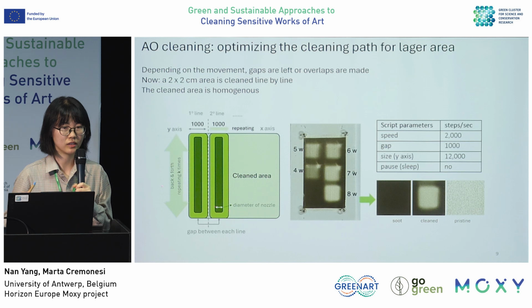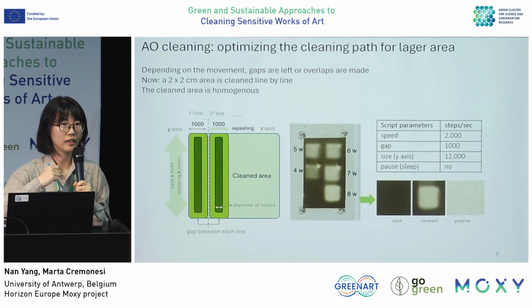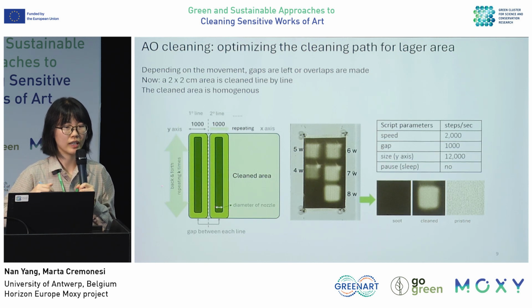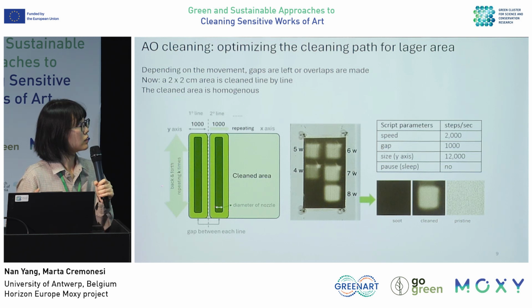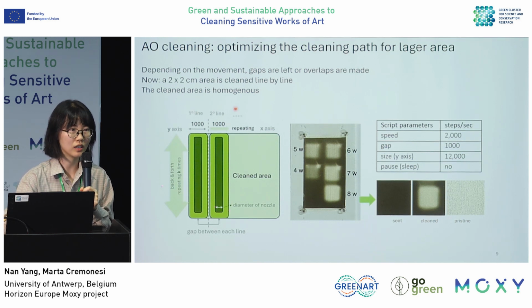So here's the optimizing process we did for a larger cleaning area. As you remember from the previous slides, the distribution of atomic oxygen and also heat is different from the center to the outer boundary. So here we optimize the speed and the gap between each line in order to clean a 2 by 2 centimeter square of the soiled silk. At the end, we managed to clean a larger area, which is homogeneously cleaned.